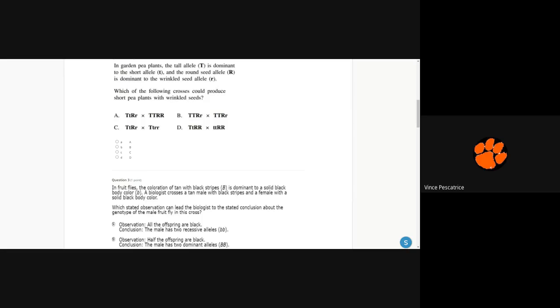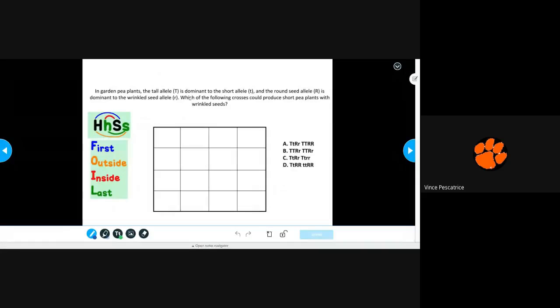All right. So up next, in garden pea plants, the tall allele T is dominant and the short allele t is recessive. And the round seed allele, capital R, is dominant to the wrinkled seed, which is a lowercase r. Which of the following crosses will produce a plant with short height and wrinkled seeds?